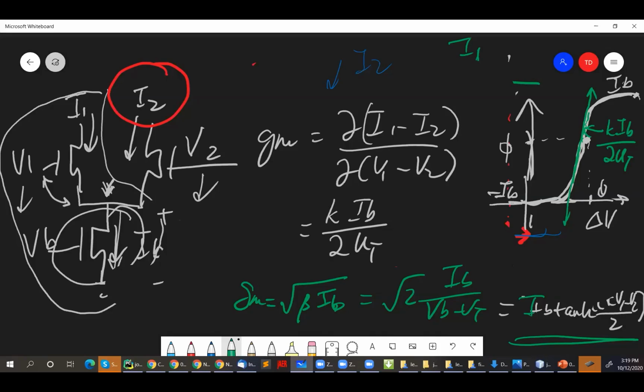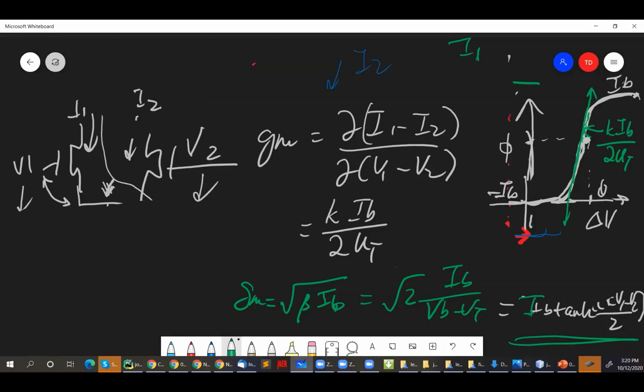Okay, so let me move on now. That's the current correlator. Let me go to the transconductance amplifier first, because it's actually an extension of the circuit. So remember, we want I1 minus I2. So how would I do this? Does anybody have an idea? I'm going to have to add something to my circuit. Let me make this nice and clean again.